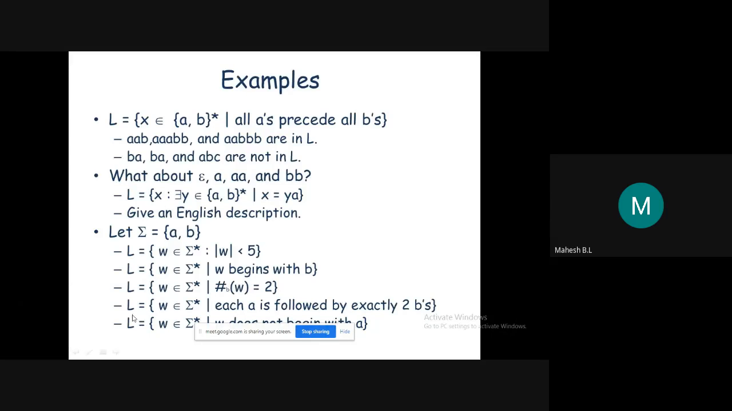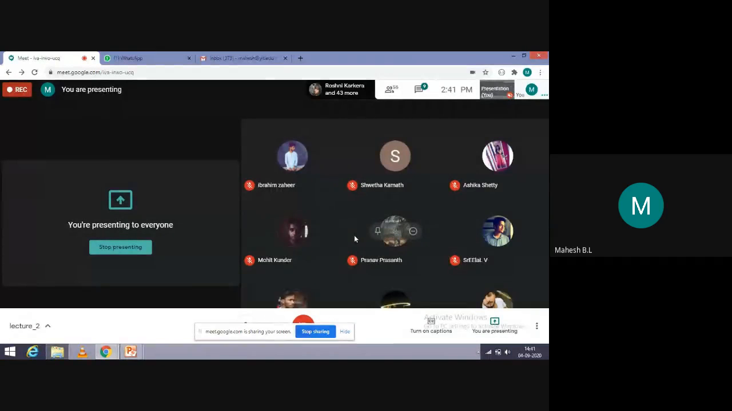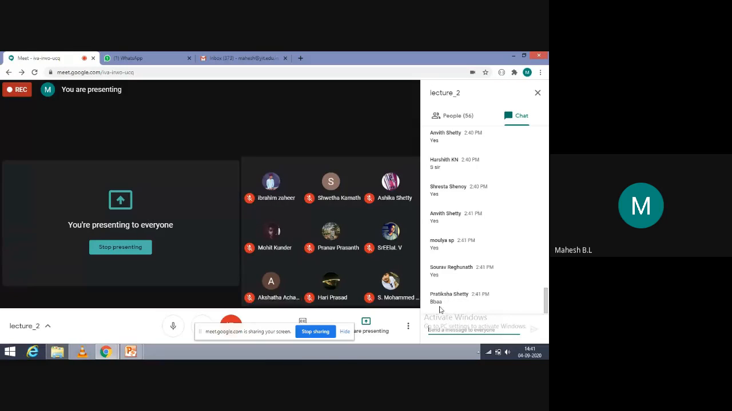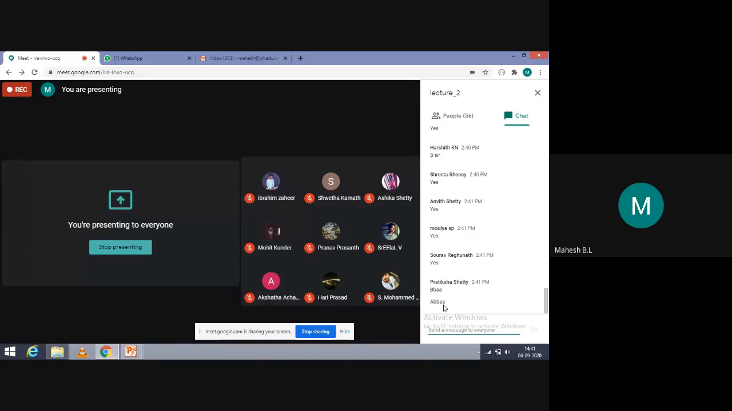Now I was discussing this third example. W belongs to sigma star, hash B of W is equal to 2. Give some examples for this language. So here BBAA. Any other example? ABBAA. Yes. All are right examples.